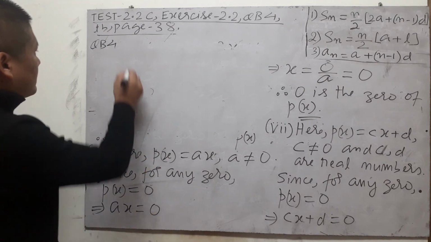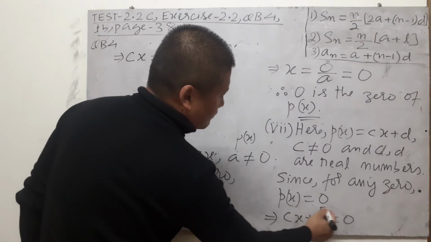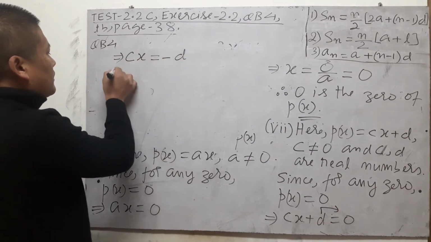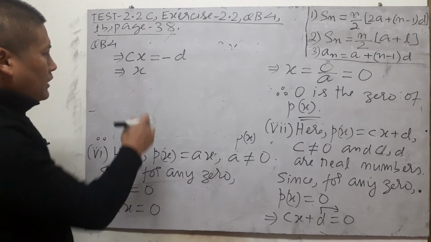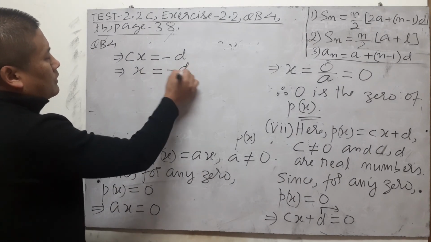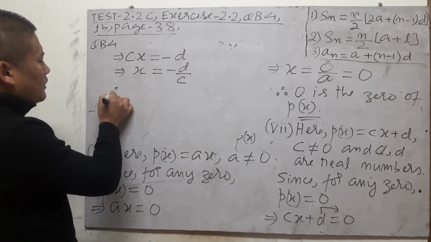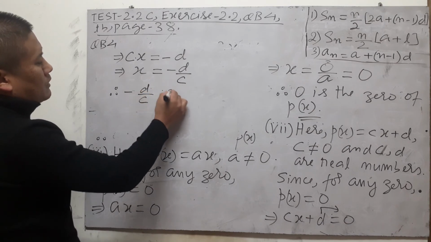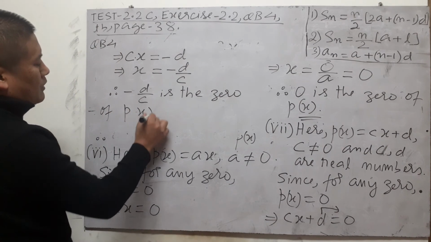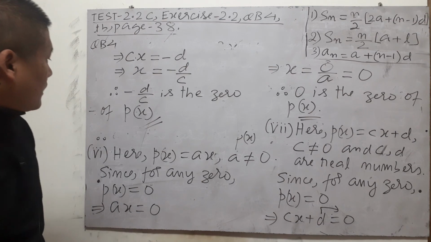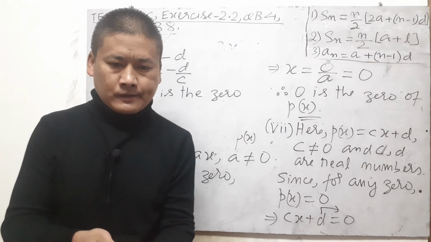Okay, so here, the term containing x is cx, so don't touch that. And then if you shift this plus d to the right side, it becomes minus d. Essentially the zero means the value of the unknown x. So x, just give it alone, equals minus d. And if you shift this c to the right side, it goes from numerator down to the denominator. Therefore, minus d by c is the zero of the polynomial p of x, the last one. Yes. So that concludes the part for test 2.2c. I hope that was clear, right? Okay.